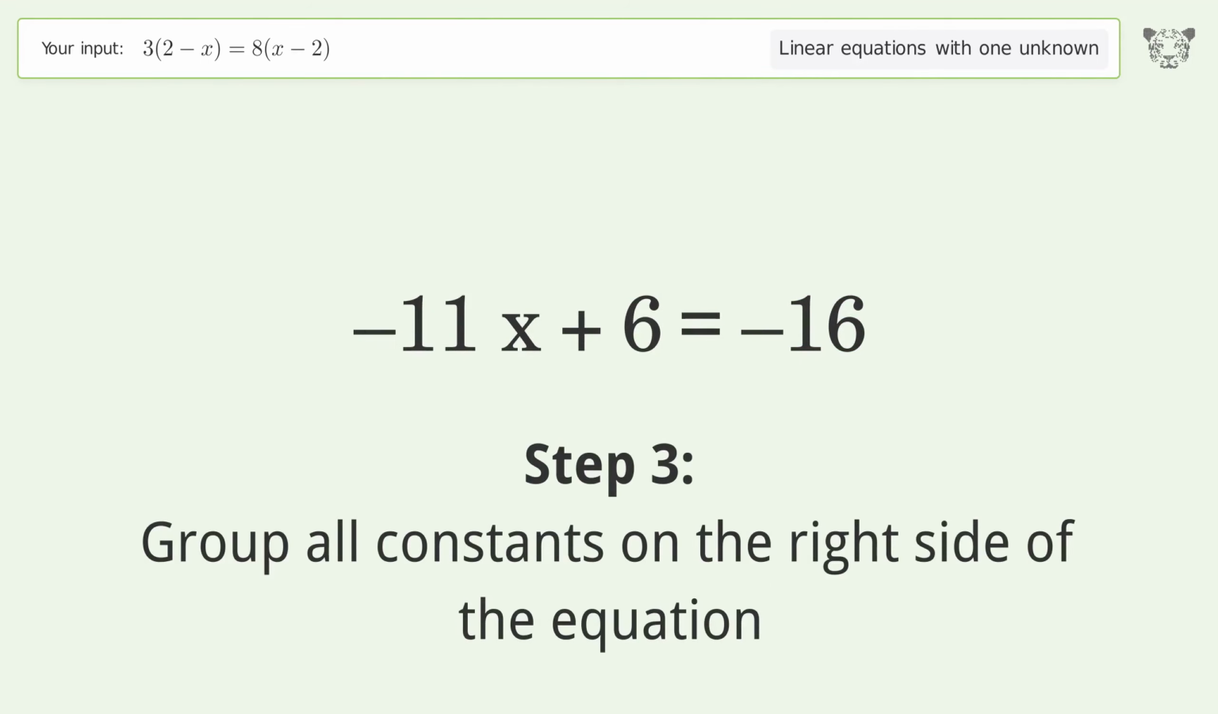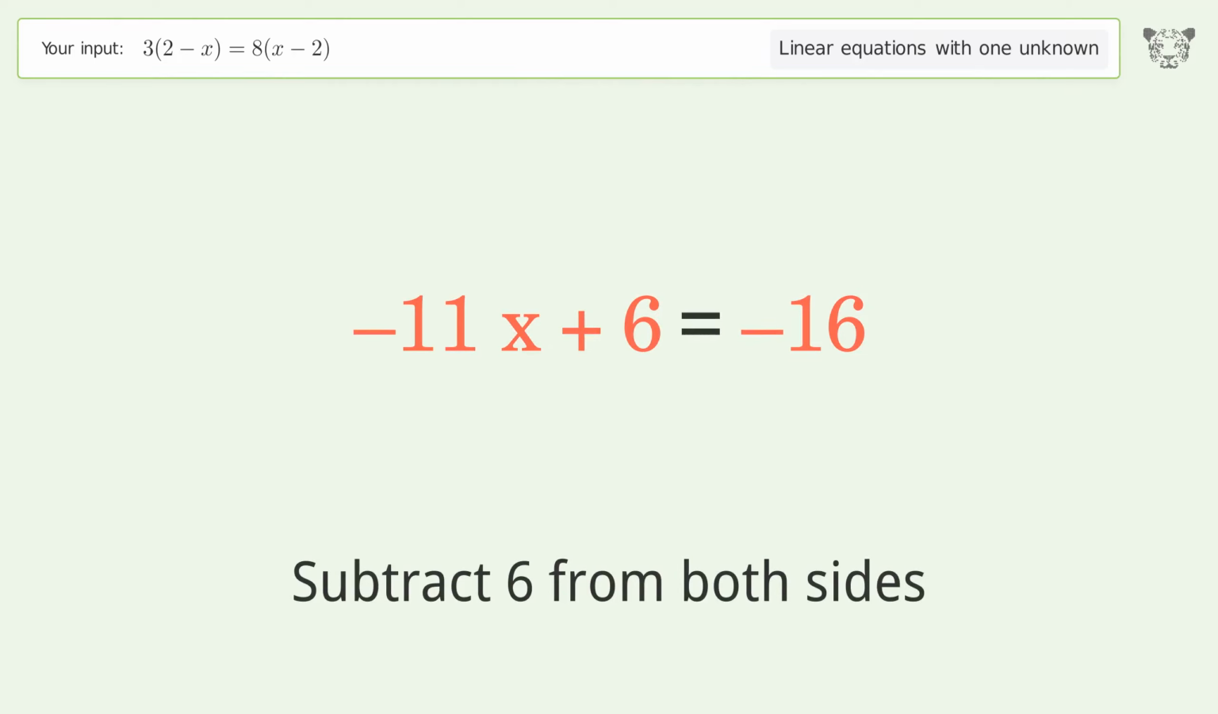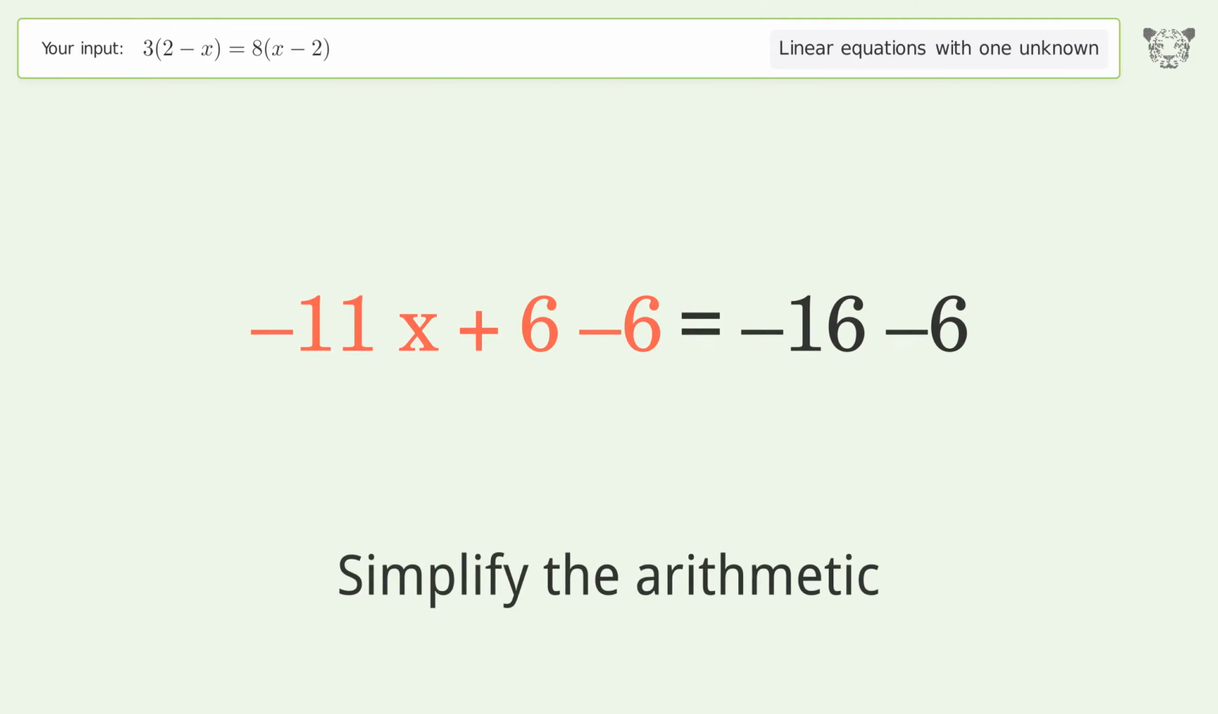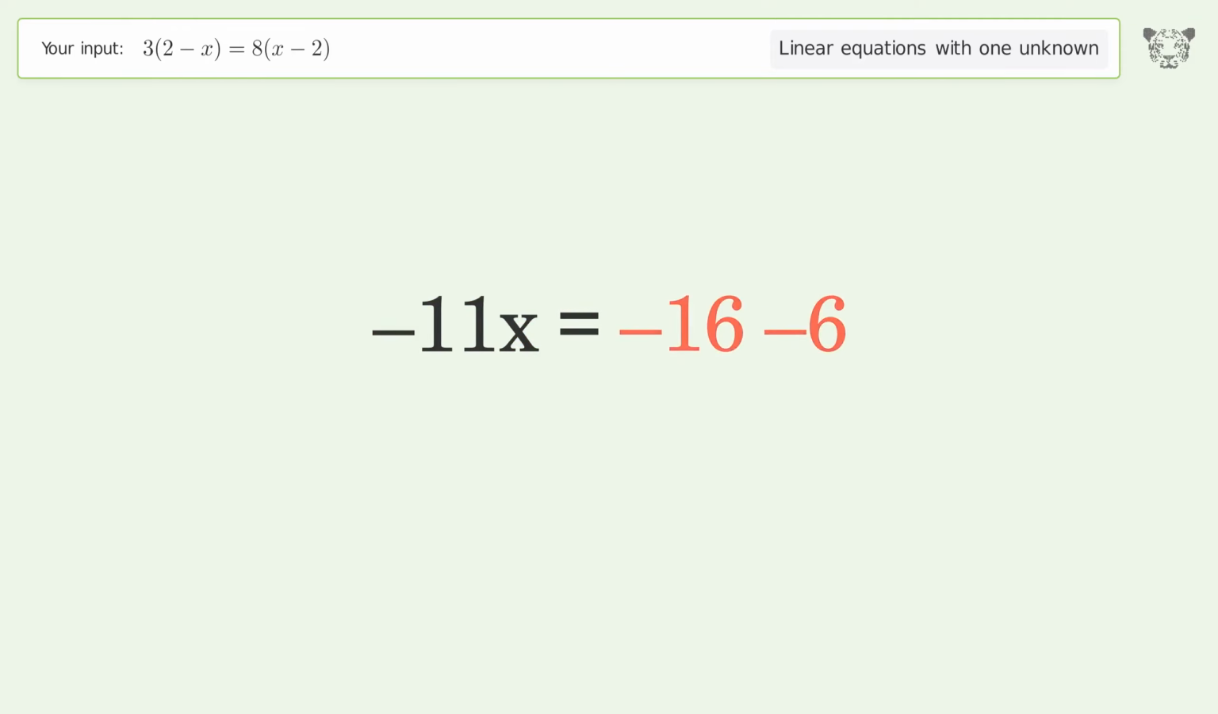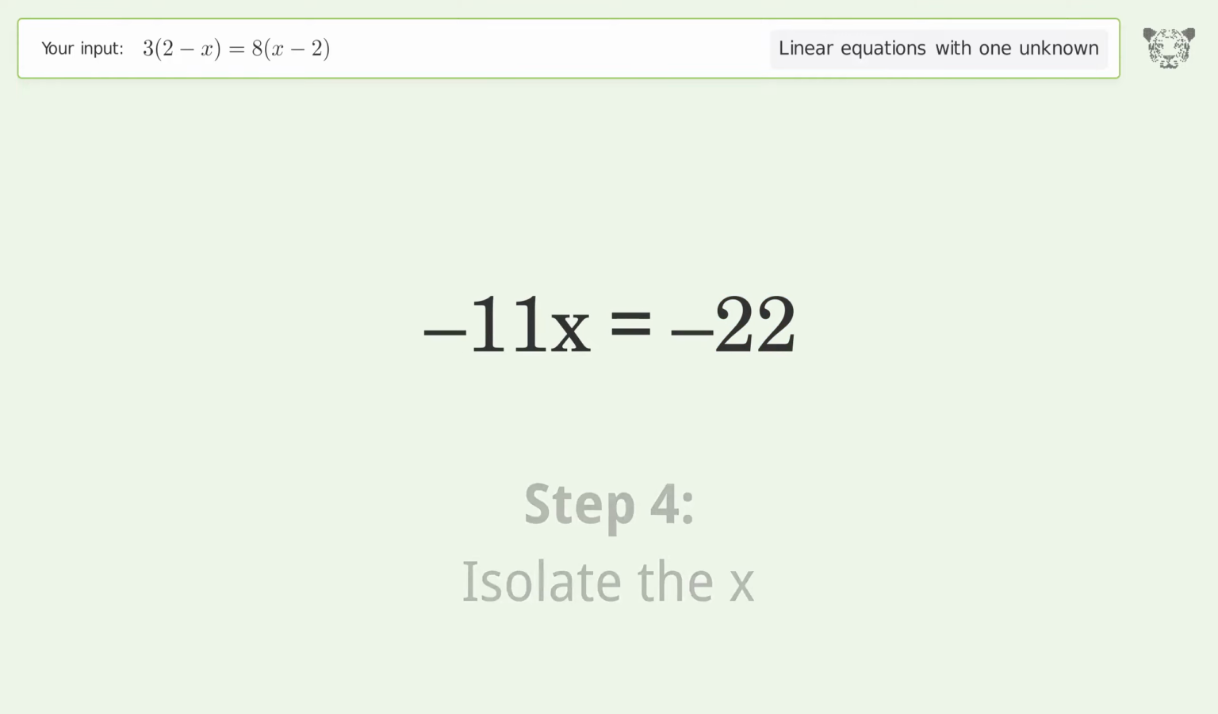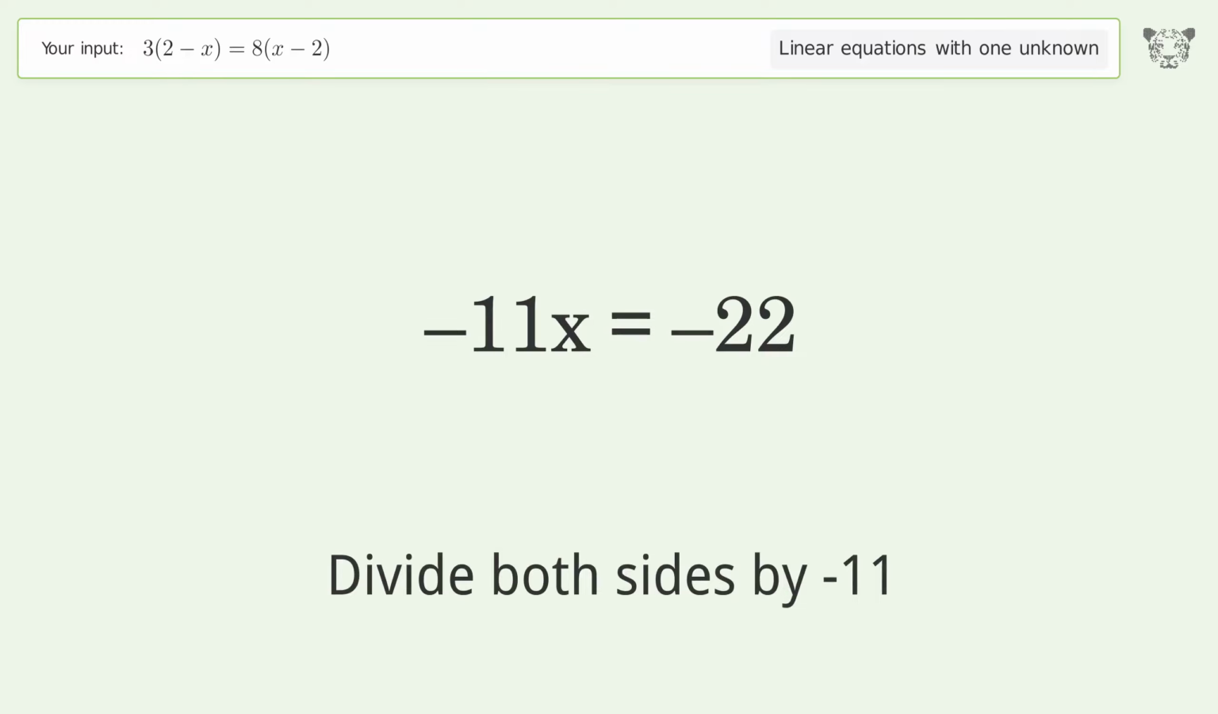Group all constants on the right side of the equation. Subtract 6 from both sides. Simplify the arithmetic. Isolate the x. Divide both sides by -11.